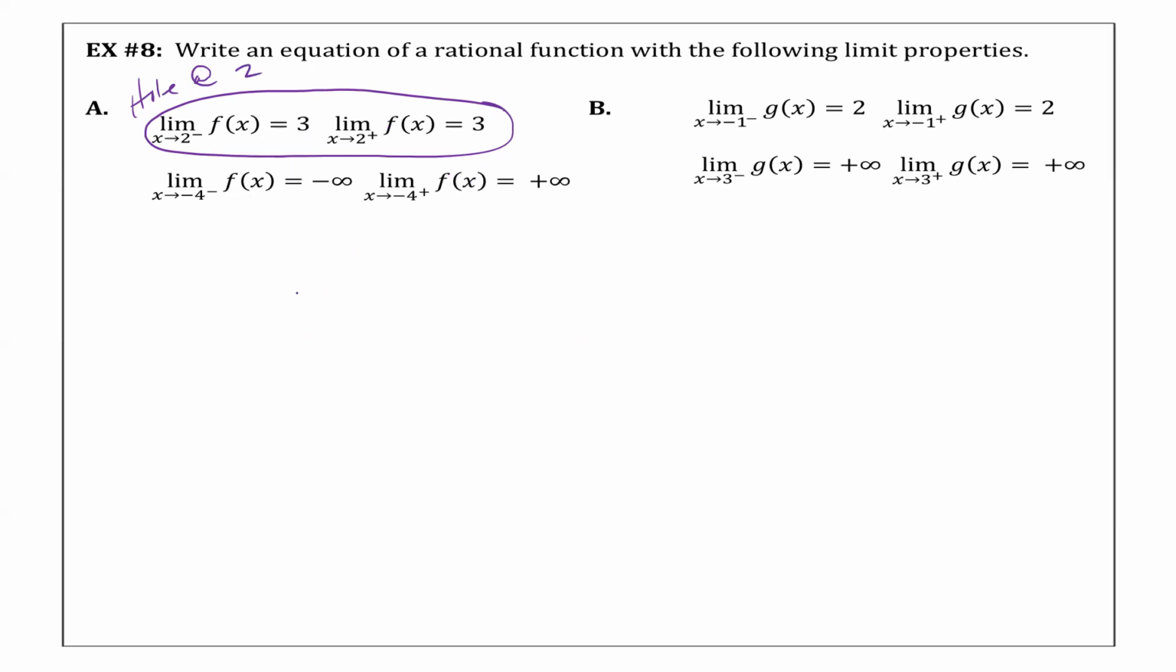Okay, the next thing it tells me: the limit as x comes from the left of -4 is -infinity, and the limit as x goes to -4 from the right goes to positive infinity. So this tells me that I have a vertical asymptote. So I know that I need to have x minus 2 in the numerator and in the denominator. And because I have a vertical asymptote at -4, I need to have x plus 4 also in the denominator.